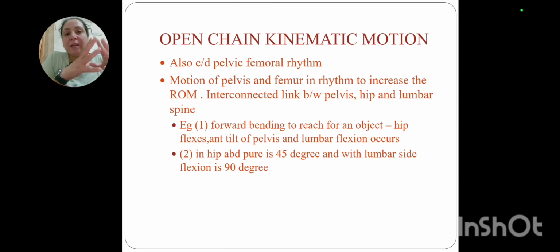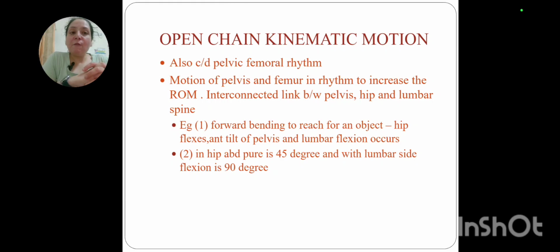Now, integrated function can be explained as an open kinematic chain and a closed kinematic chain. In the open kinematic chain, we see it as the lumbopelvic or pelvic femoral rhythm. That is, the motion of the pelvis on the femur in a rhythmic way to increase the range of motion. That is the interconnection link between the pelvis, hip, limb and the lumbar spine. This is called the open kinematic chain. The chain between the pelvis, hip and the lumbar spine improves the motion or increases the mobility of the structures of the body. That is called the pelvic femoral rhythm.